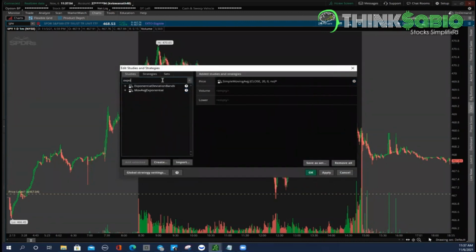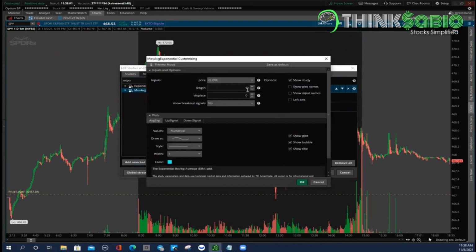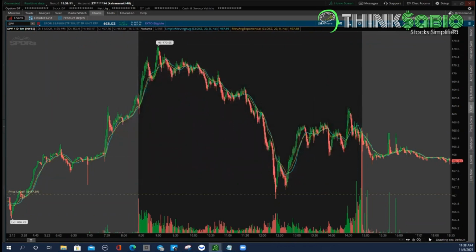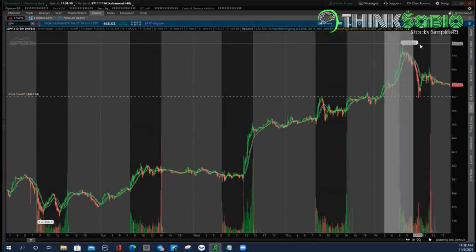I will show you the difference: what is a simple moving average and what is an exponential moving average. So that is simple, this is exponential. I'm changing the color so we will know the difference. So yellow is exponential and blue is simple, right? I will go to a bigger time frame so you can see the difference here.